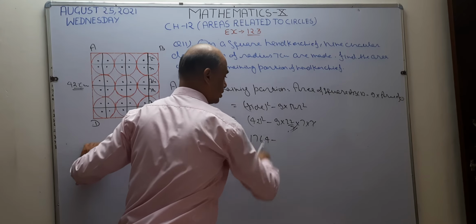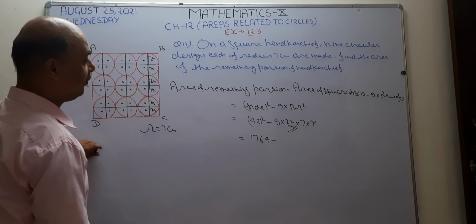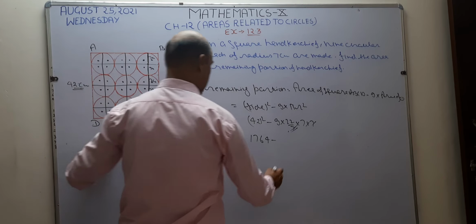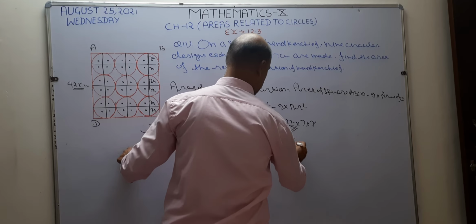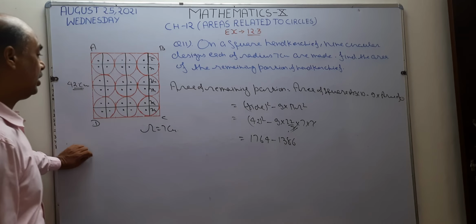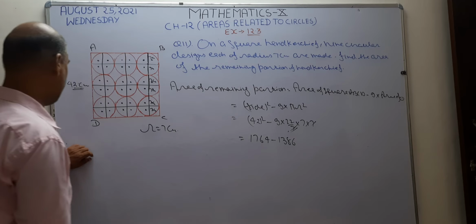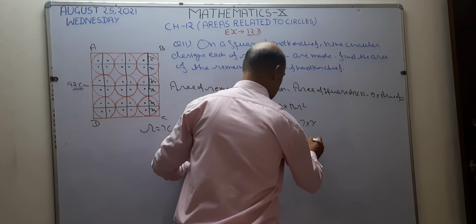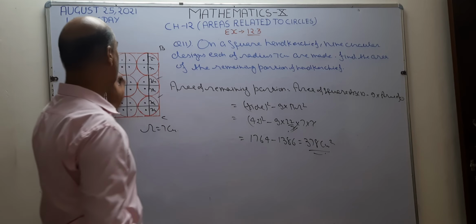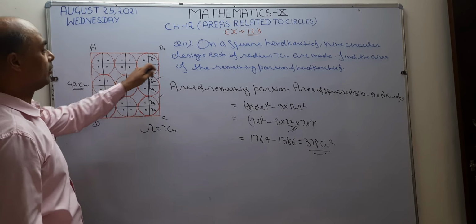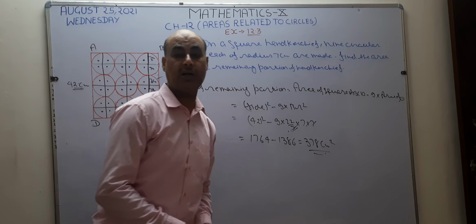1764 minus, multiply 22 by 7. This becomes 154. When you multiply 154 with 9, this becomes 1386. Now subtract 1386 from 1764. So the answer becomes 378 centimeter square. So this is the answer for the remaining portion of this square. When you subtract these 9 circles from the given square handkerchief, the remaining portion becomes 378 centimeter square.